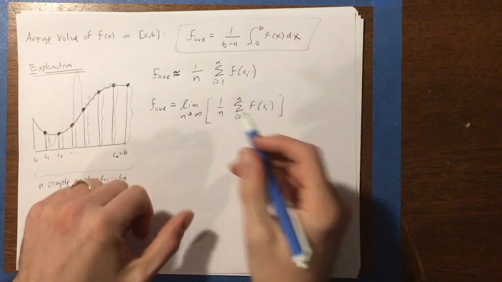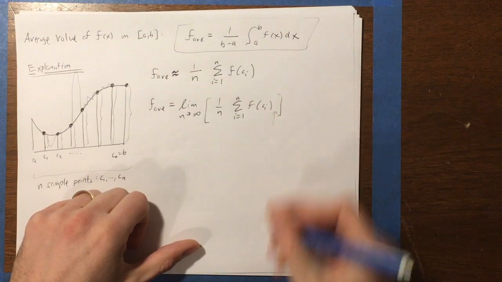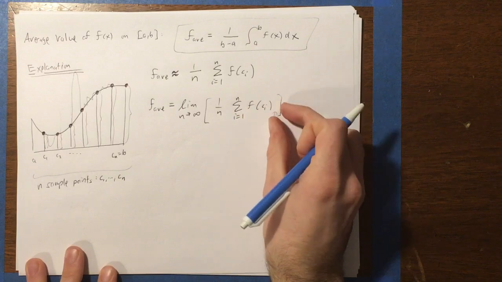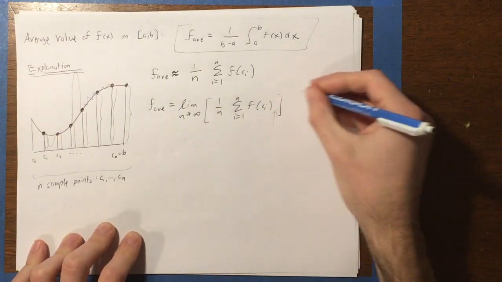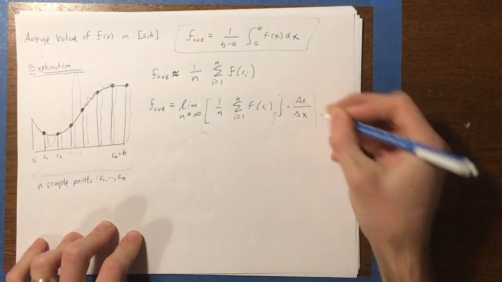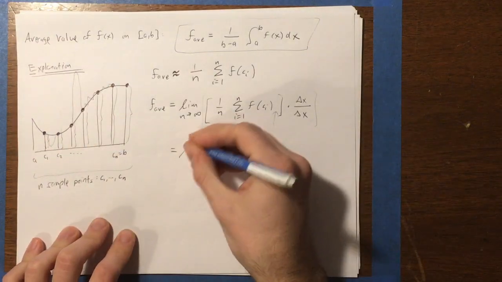And all that's really missing is a delta x on the end. Like right over here, to get the integral, we should be multiplying the function heights by the widths of the subintervals. So we need a delta x. But what we've got to do here is get inside here and multiply by delta x divided by delta x, because we need it to still equal what it did before. We're just going to do some algebra manipulation on this.